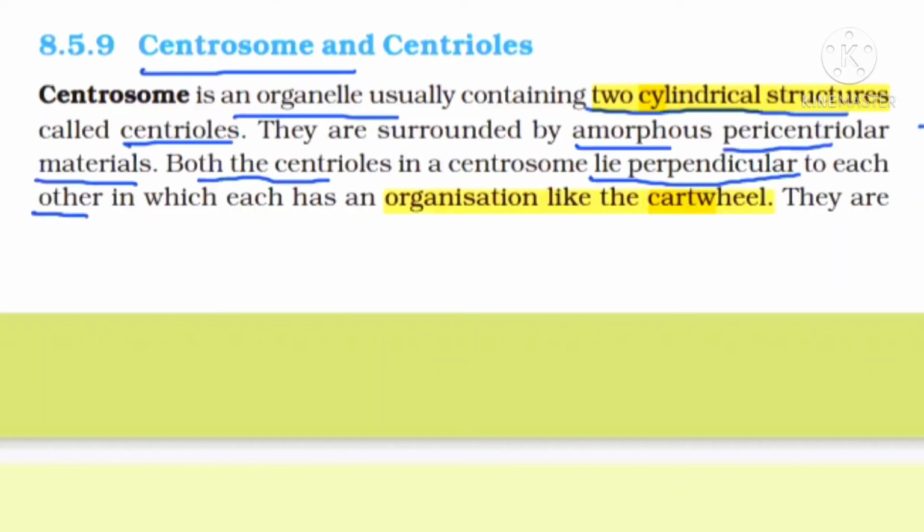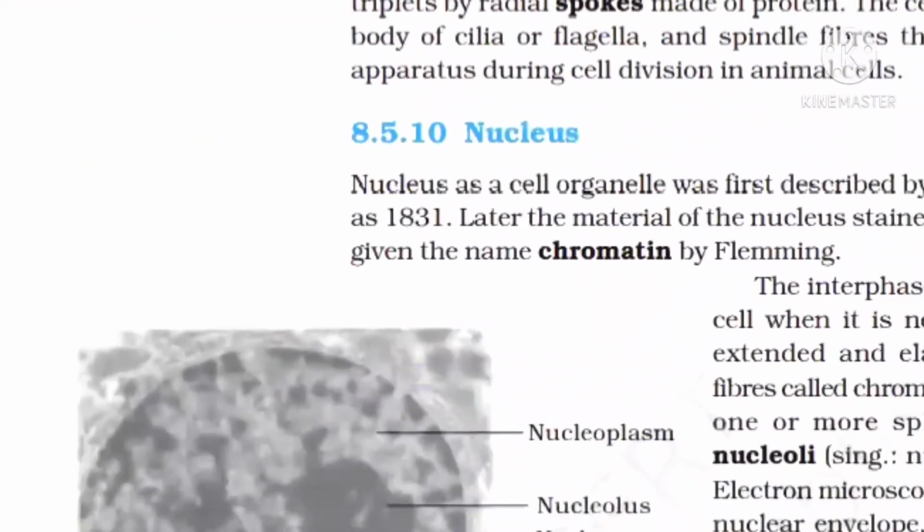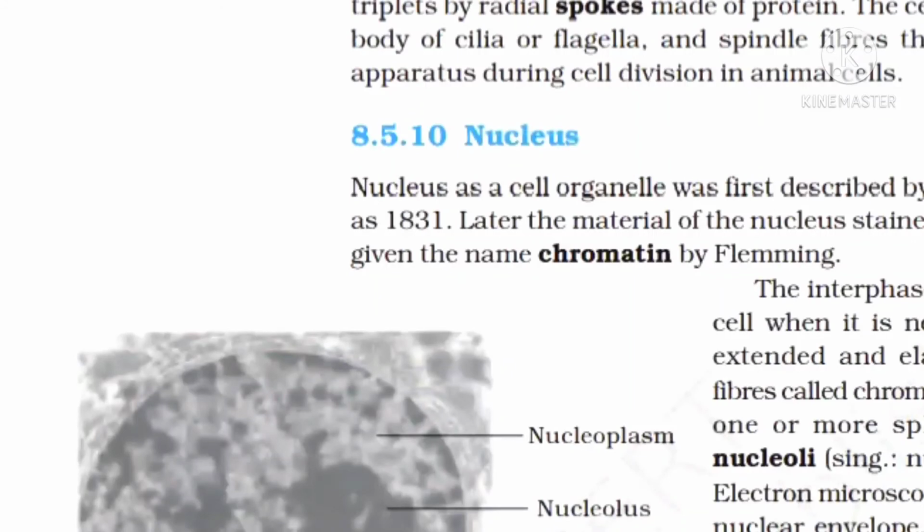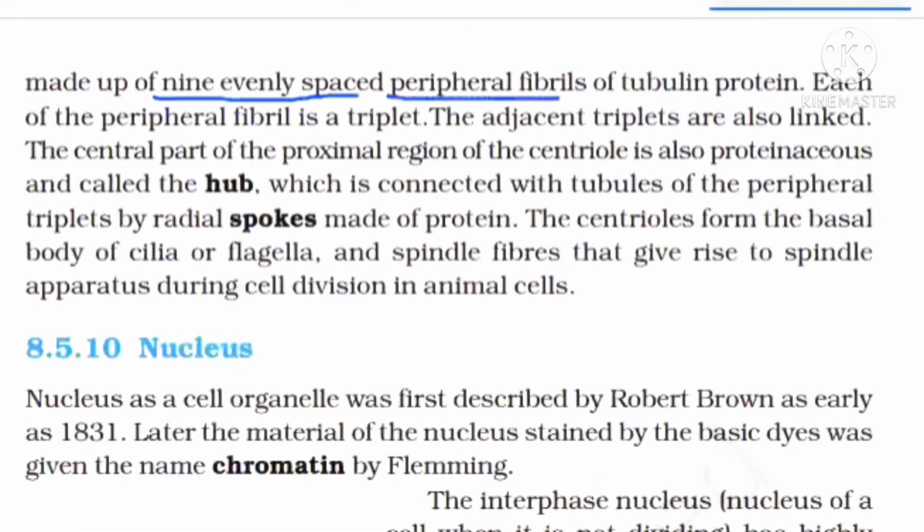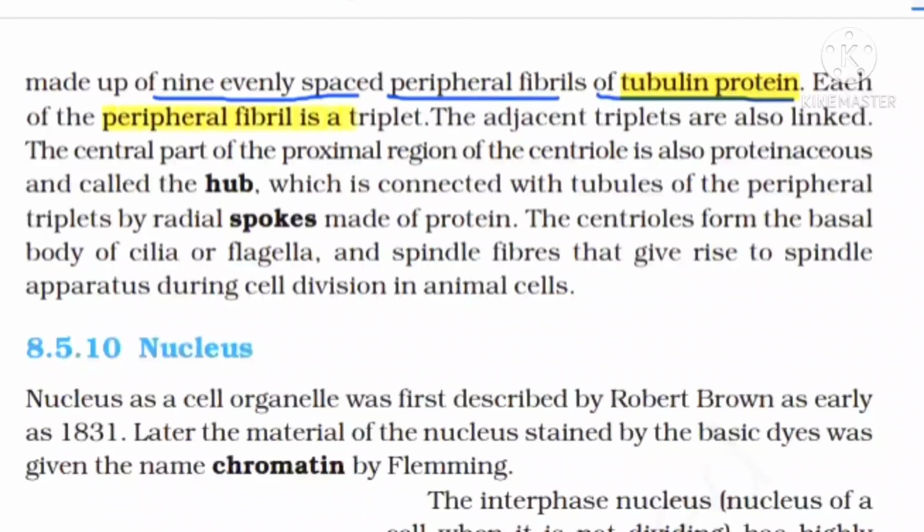Now, what are they made up of? They are made up of 9 evenly spaced peripheral fibers of tubulin protein. I think I explained to you why tubulin protein, because we are making use of cytoskeleton, that is microtubule, which is made up of tubulin protein. And each of the peripheral fibers is a triplet. That is why we were saying 9 plus 0 arrangement. Clear, beta? Adjacent triplets are also linked. So I think we were highlighting the C2A linker.